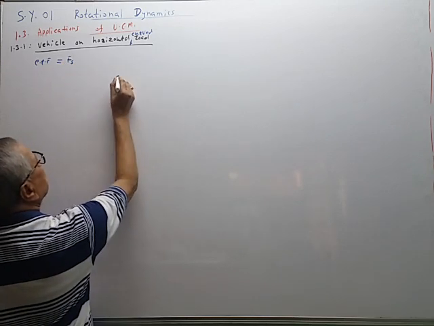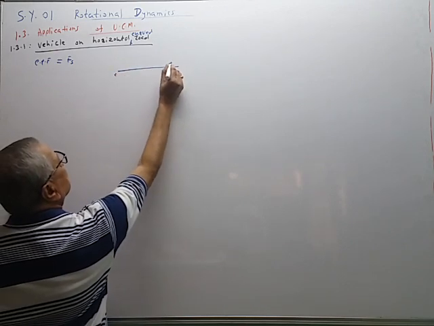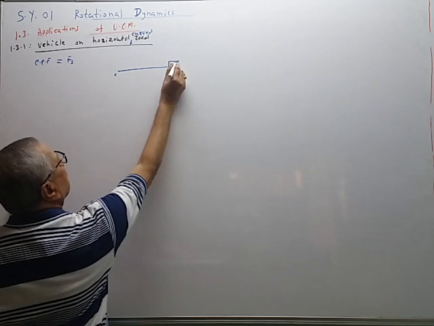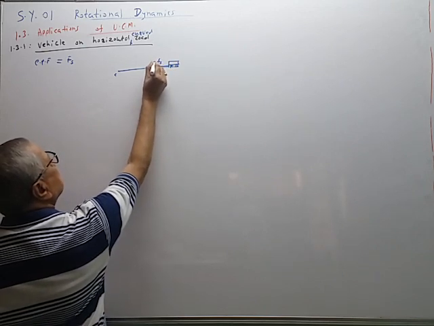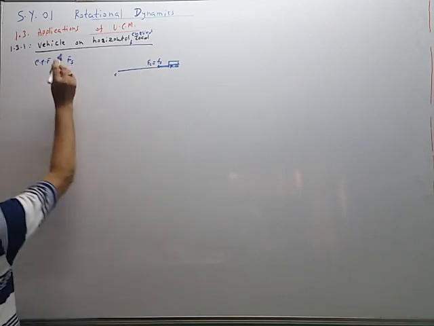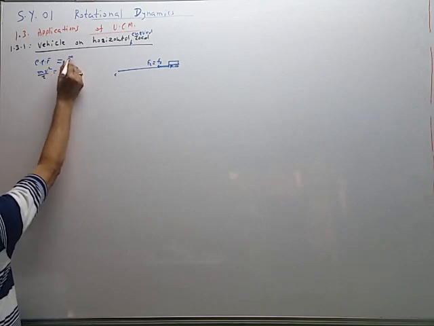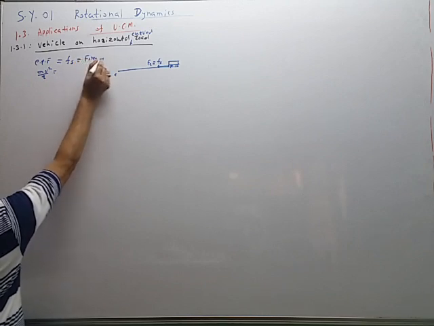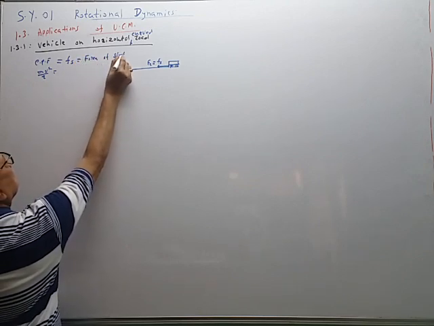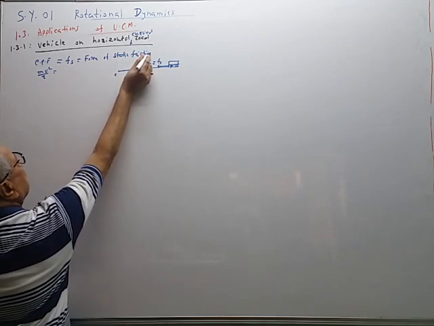So you can give the figure like this. If this is the center of the circle, this is the road, this is the vehicle moving. So this Fs provides the centripetal force, and therefore mv square upon r is equal to Fs, denoted by small f, the force of static friction between road and tire.